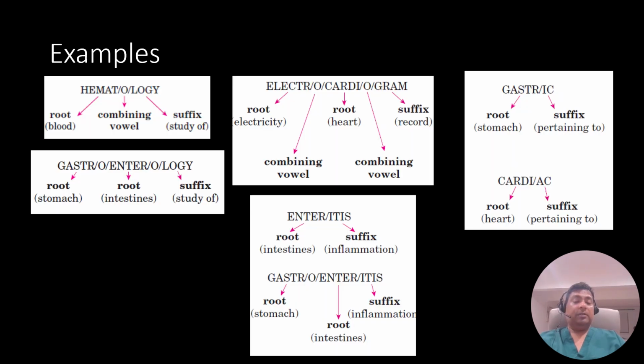First, let's start with the top left, hematology. Hemat refers to blood. O is the combining vowel. Ology or logy is the study of. So hematology is the study of blood. Gastroenterology. So gastro is a root that means stomach. Entero is a root that means intestines, and logy is the study of. So it's the study of the stomach and small intestines.